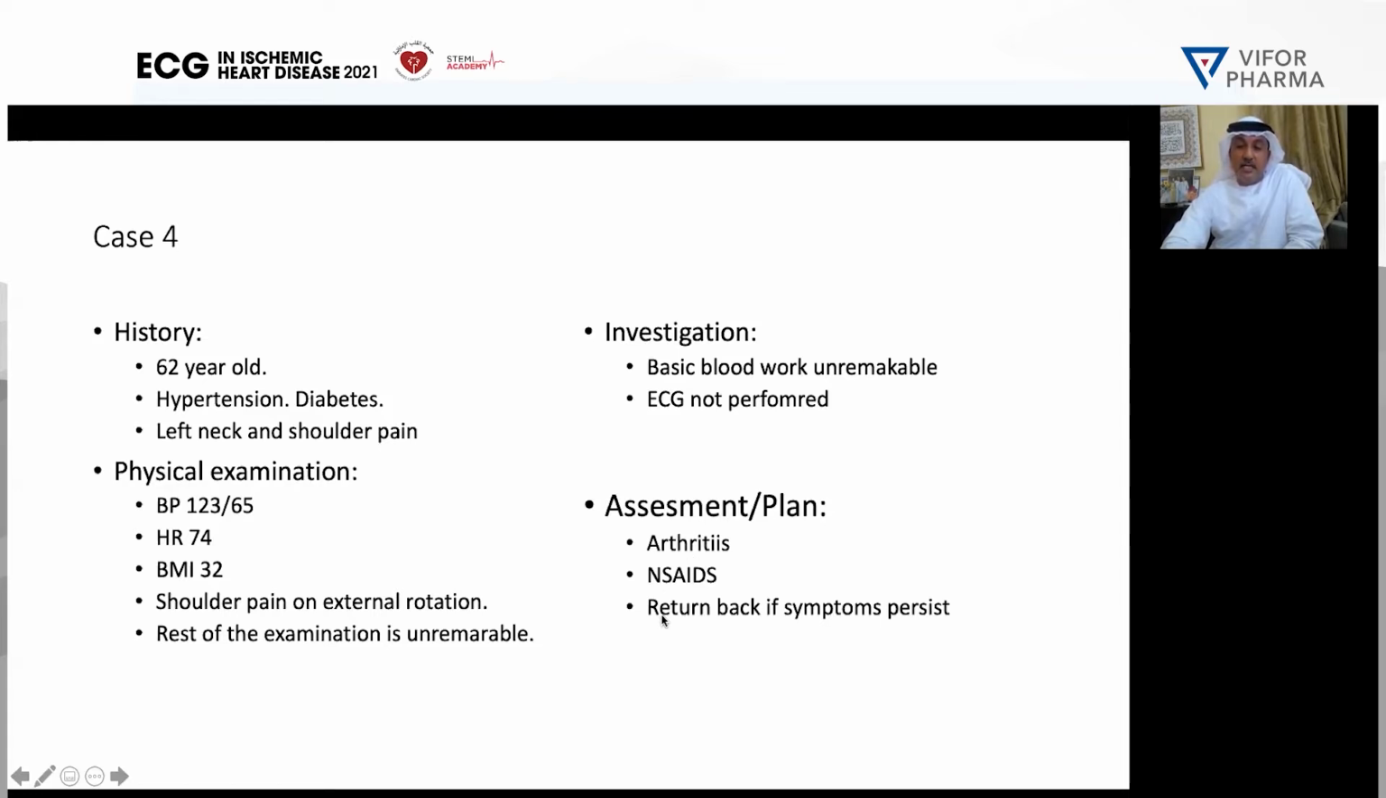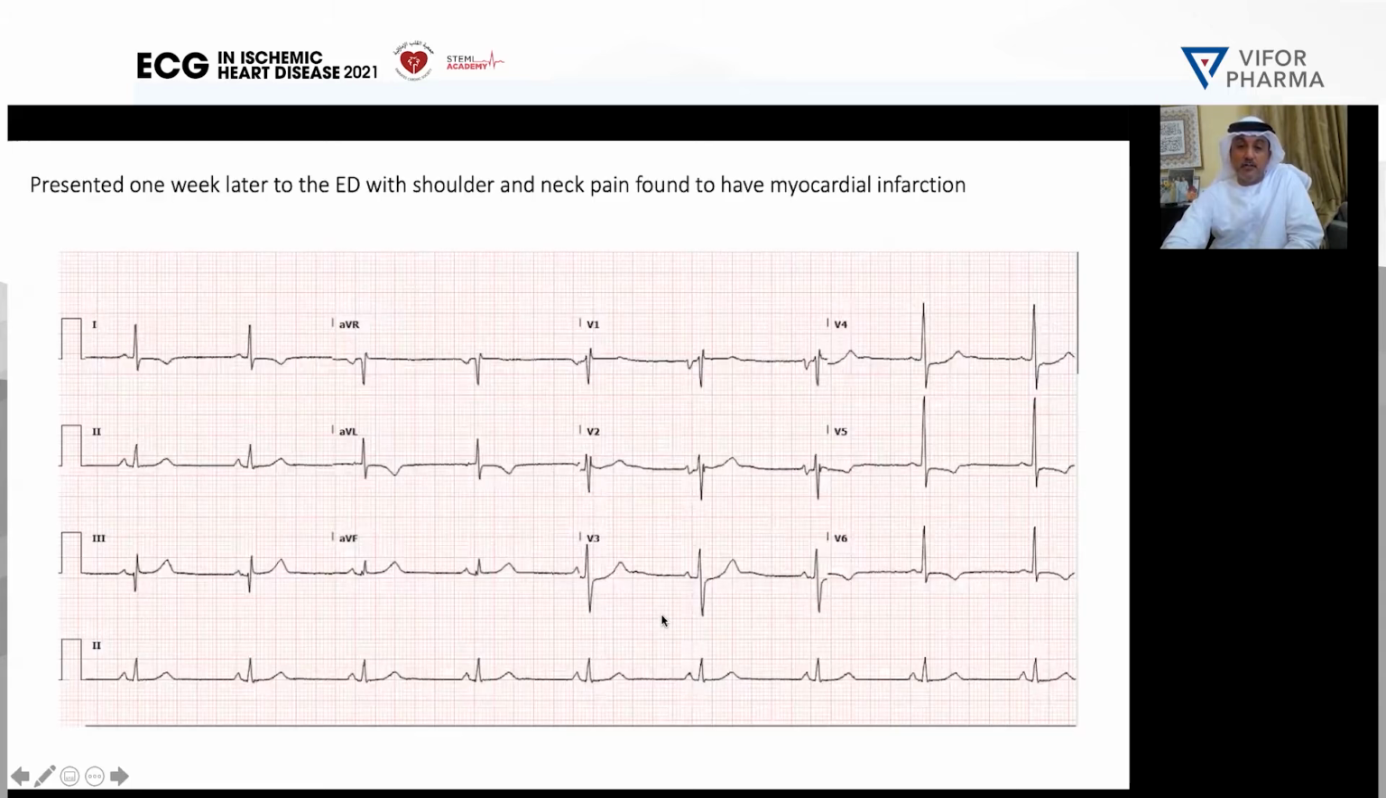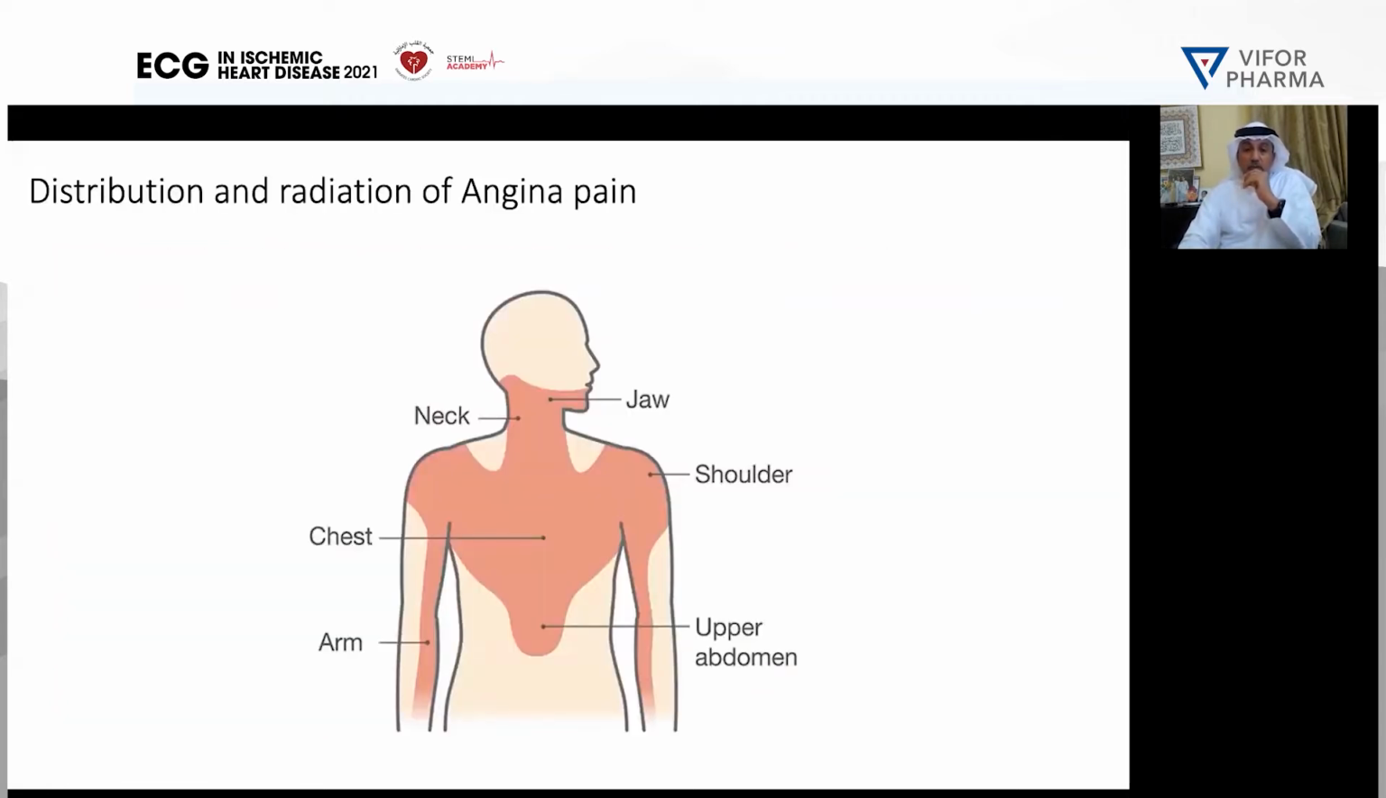He was given NSAIDs and asked to come back if there were symptoms. He presented a week later with these diffuse ST depressions. Of course, this was not a STEMI, but there was evidence of acute coronary syndrome. This patient could have been diagnosed early, or he could have presented with a very bad MI.